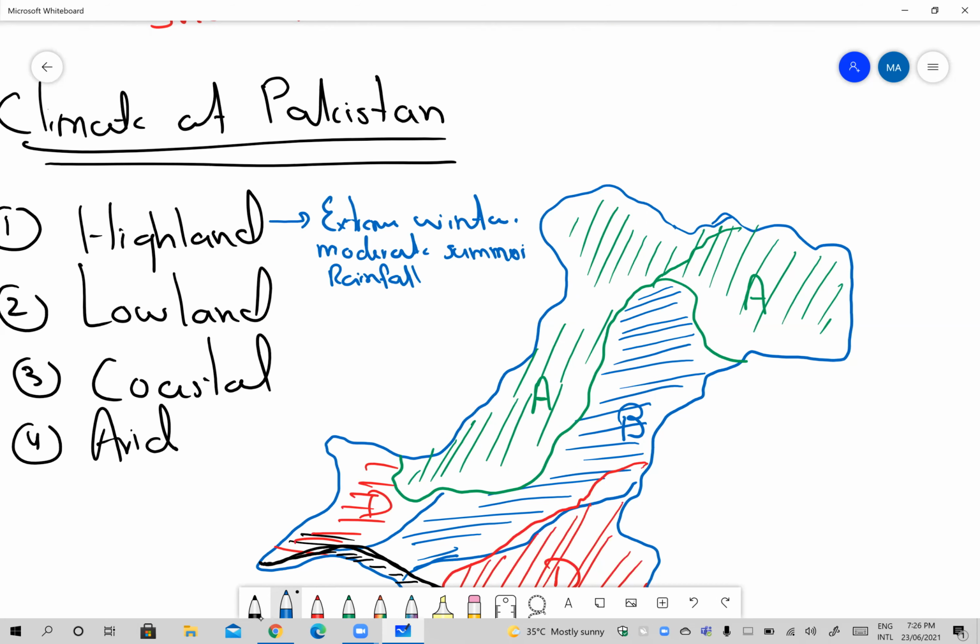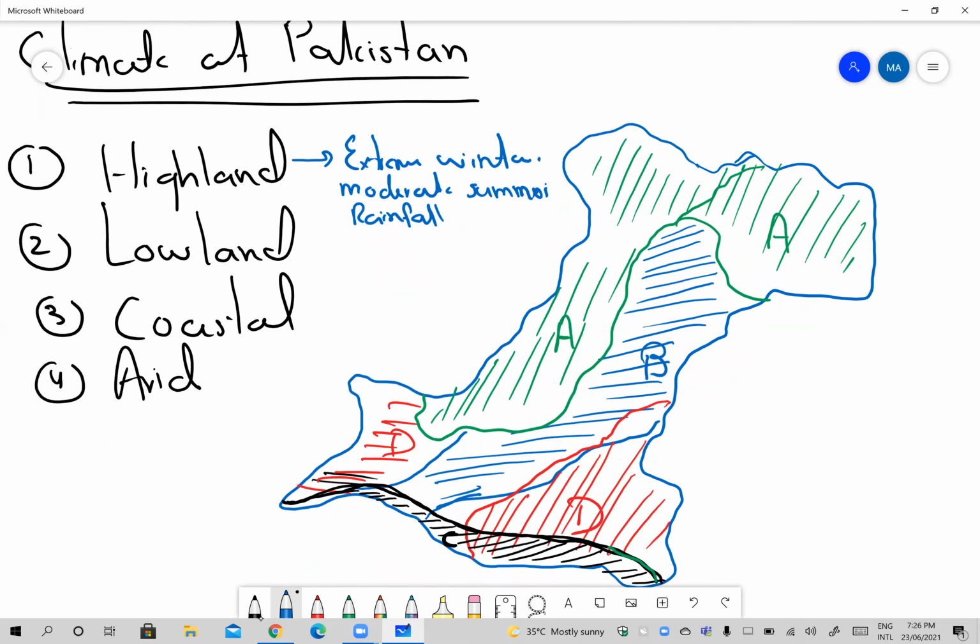Have you guys been to the northern areas of Pakistan? Like Murree, Naran, Kashmir, Kaghan, Swat. You've been to Murree? So how would you describe the weather conditions of Murree? Colder. It's colder, right? Because it's part of the northern mountains and it's high, and it experiences this highland climate, right? Murree also experiences extreme snowfall in winters, and the summers are mild because of the altitude, of course.